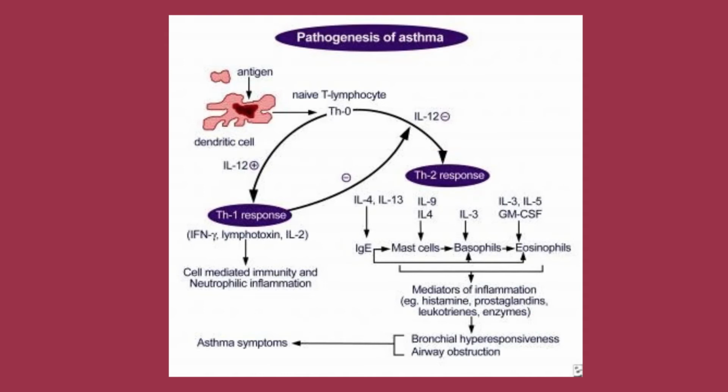Th2 is largely associated with allergic asthma because, as you can see here, it produces a much larger immune response, which brings about an increase in inflammation, and produces inflammation-inducing substances like histamine.